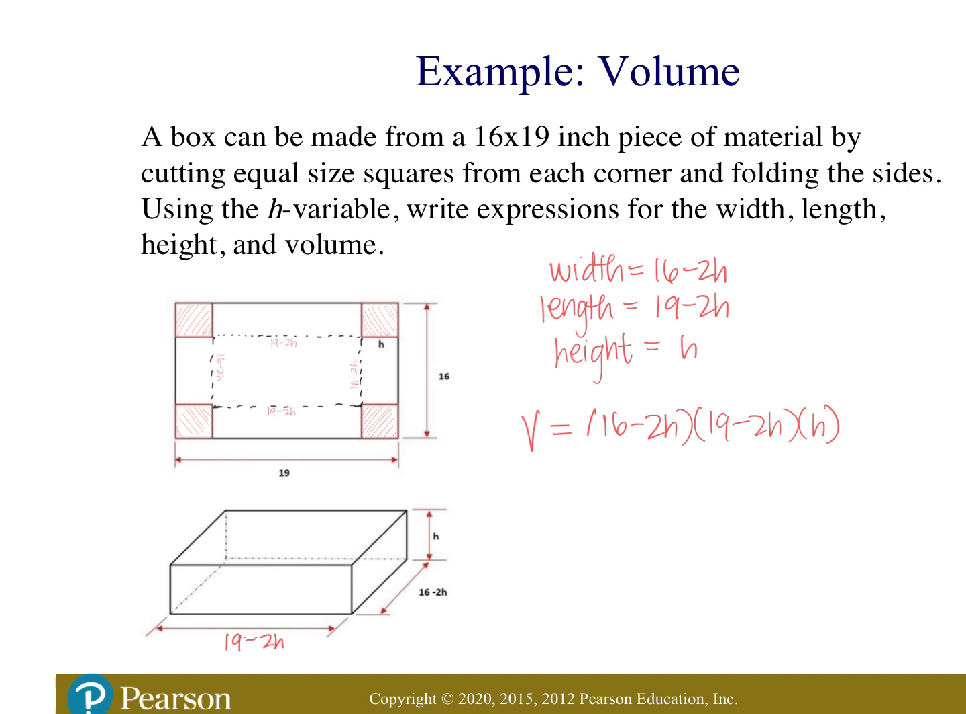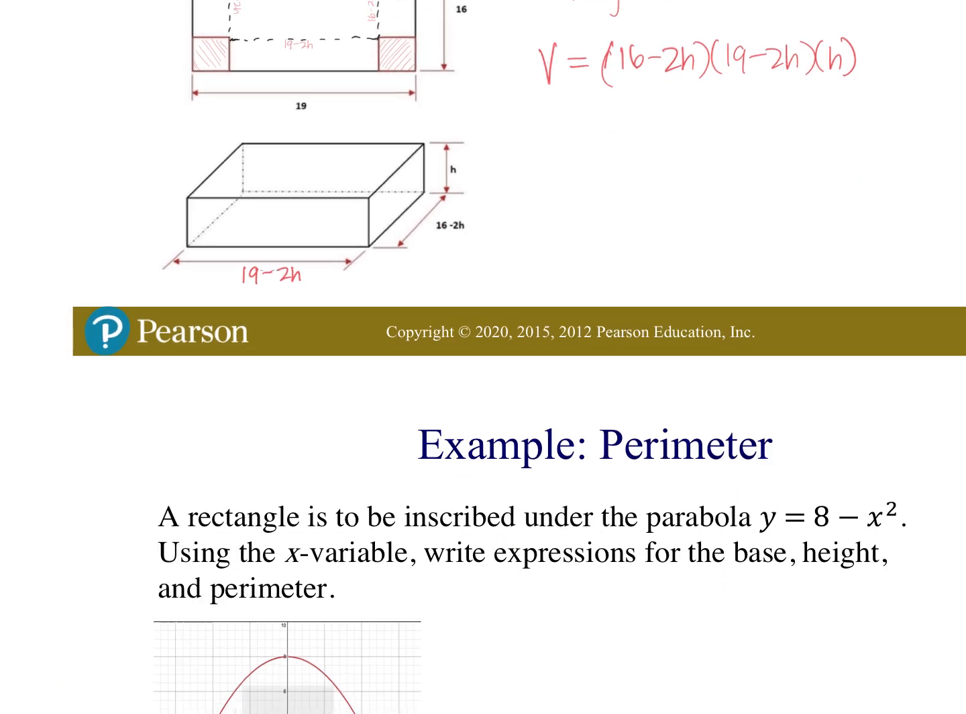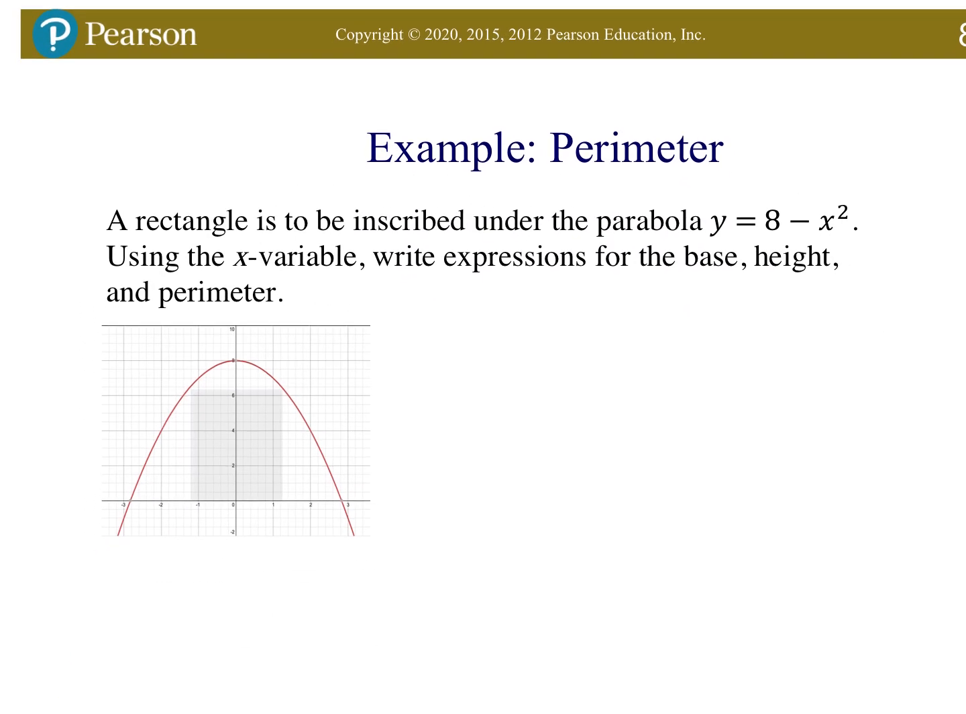What other algebra could you do to simplify that? You'd want to FOIL. You'd want to take your 16 minus 2h and 19 minus 2h, FOIL that out, take that and multiply it by h. Would you please finish that part for homework? Okay, finishing the FOIL part. Then I can start the next one with you. Okay, now we're going to go to perimeter.